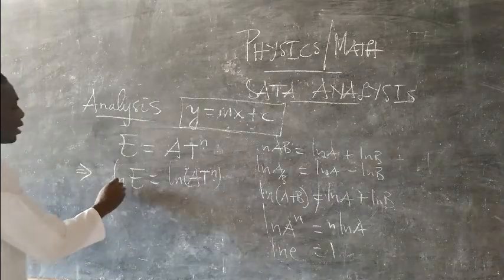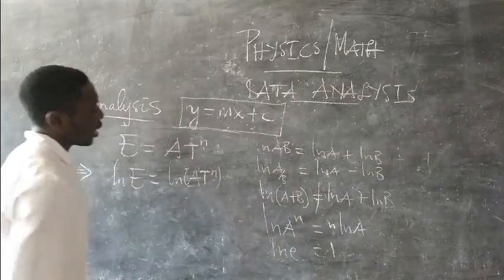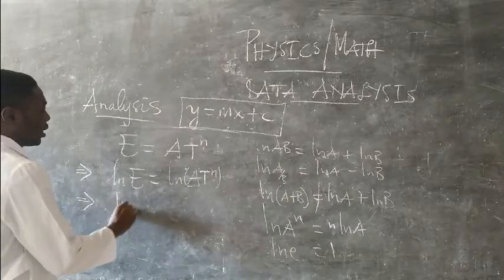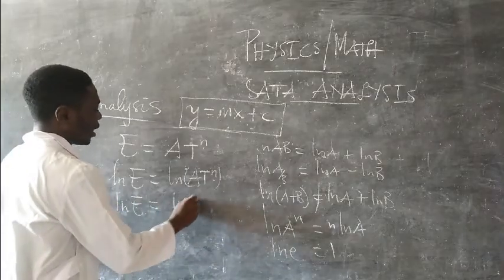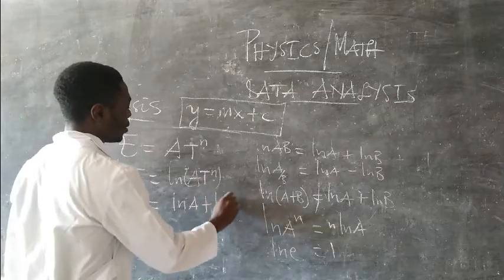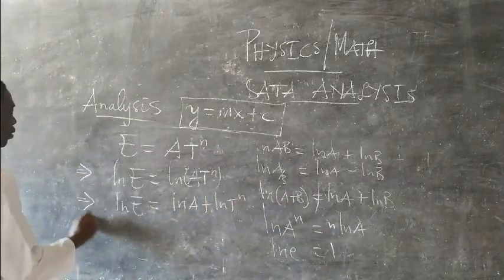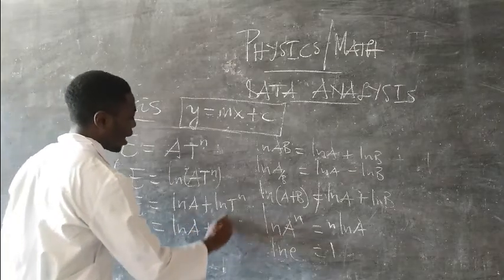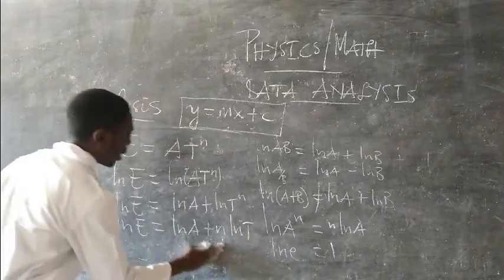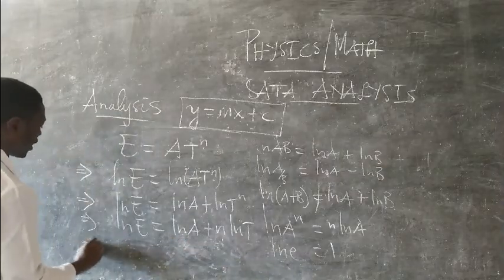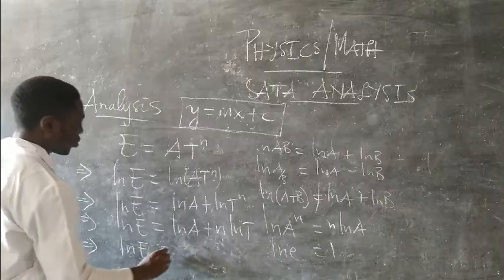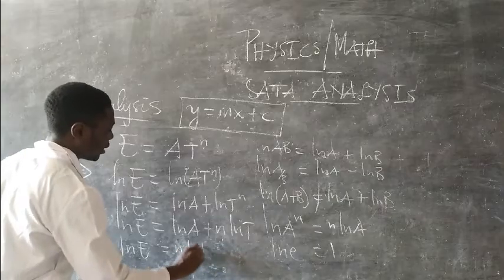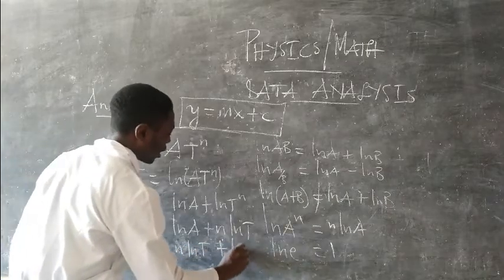So here, let's say we are analyzing ln E equals ln of A t to the power n. Now, this will imply that ln E will be equal to ln A, as a product, plus ln t to the power n. So I can arrange it as ln E equals ln A plus n ln t. Alright? And then I could still arrange it further as ln E equals n ln t plus ln A.